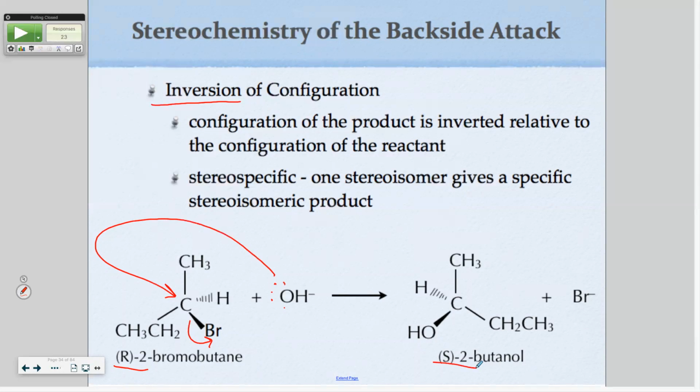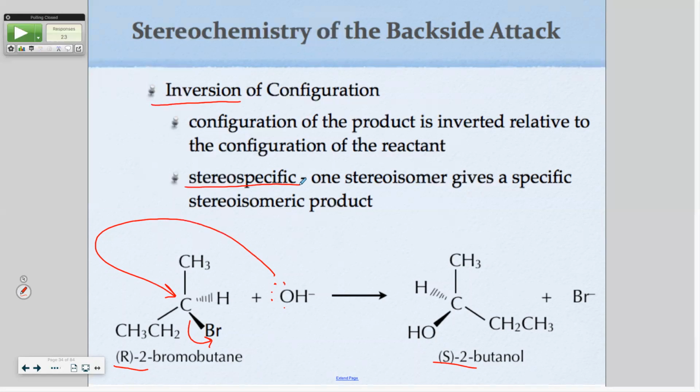Even though you don't know how to do alcohol nomenclature yet, it doesn't matter. This reaction is considered to be stereospecific. One stereoisomer gives a specific stereoisomeric product. What if I did this reaction and I started with S-2-bromobutane? What do you think I would get? R. You got it. Okay, you get the inversion.